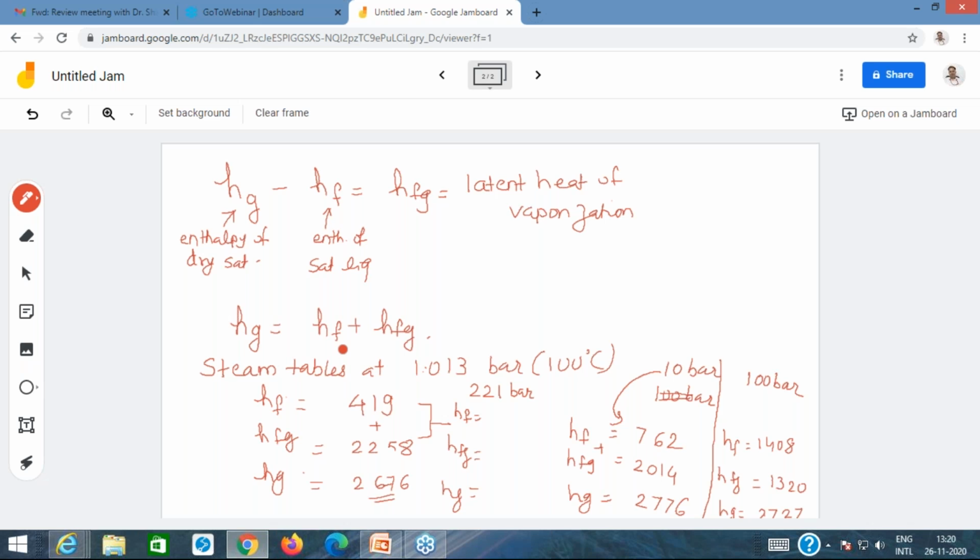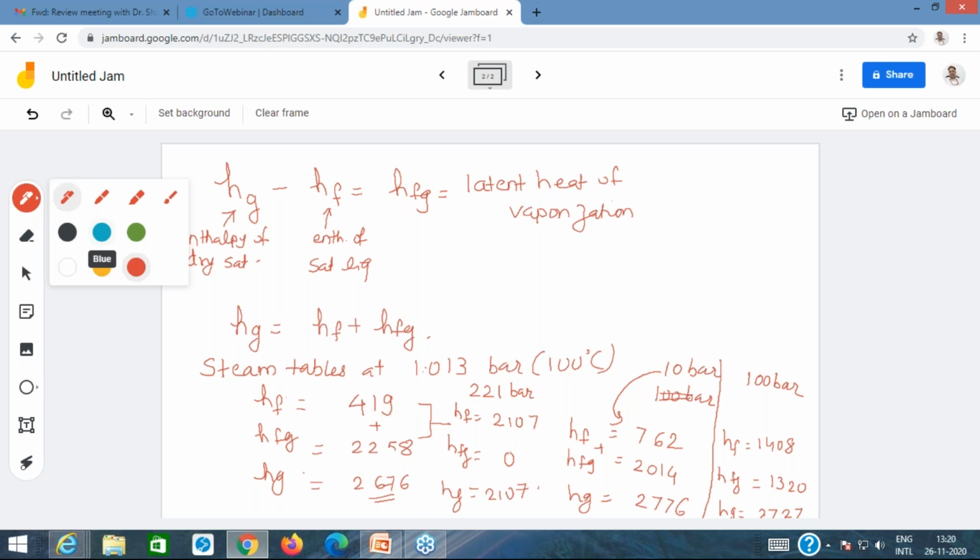221 bar, Yash More. No, you are 100 bar. You are giving Yash More. Okay, Kunal has given me the answer for 221 bar. His value for Hf is 2107. Value of Hfg is 0, and value of Hg is also 2107. Okay. So now, yes, Gunjan, thank you.